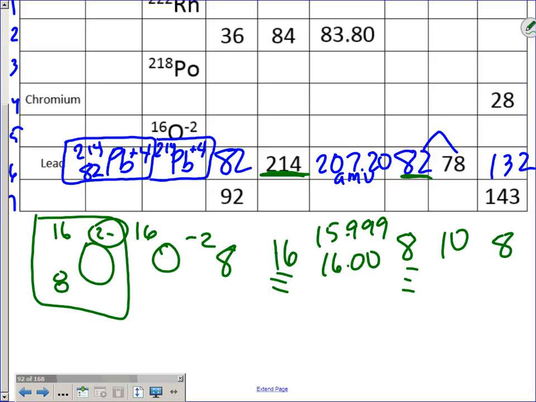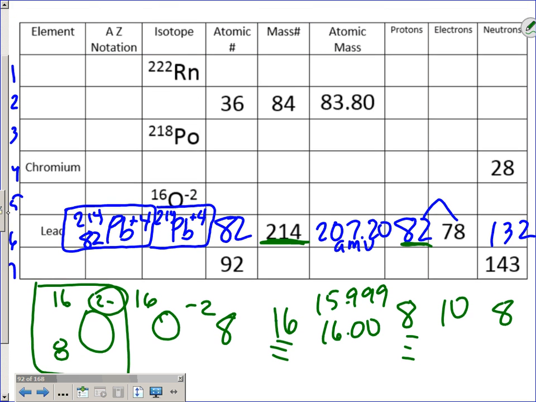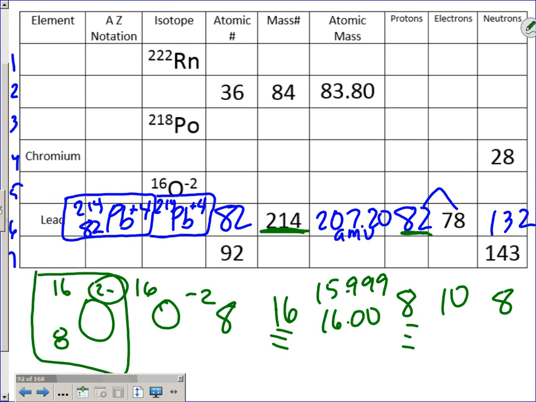You actually do row number 1. Go back to row number 1. I can actually use a chart because I can't see what's going on here. Okay, so A to Z notation, Rn. What's its mass number? 222. What's its atomic number?